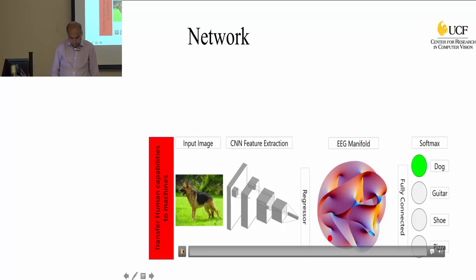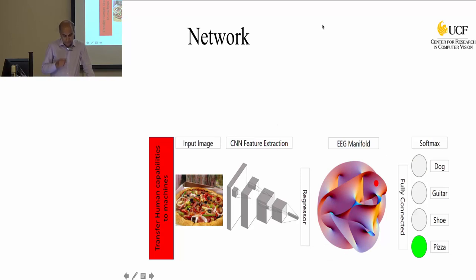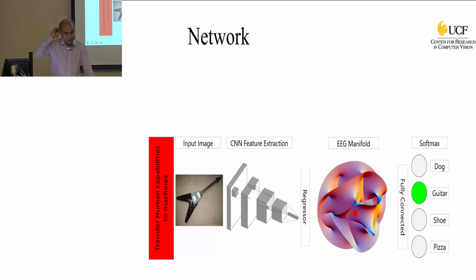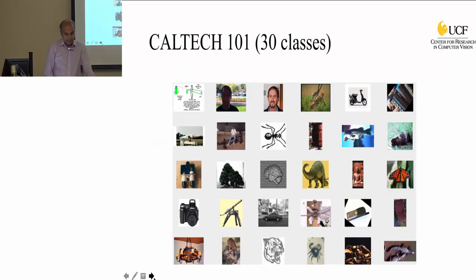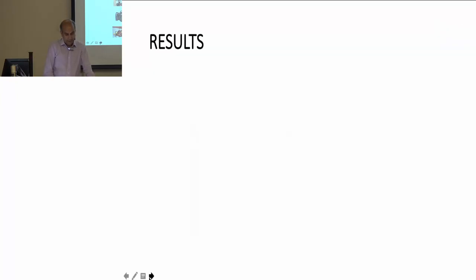So here, what is happening is that the input is an image, and then we map it to an EEG feature, because at the time we want to do classification, we don't have an EEG feature. But we take an image and find a corresponding EEG feature because we have learned this regression mapping, and then we can still classify, and it works pretty well. Now we learned this regression on ImageNet, but we can actually classify another data set, Caltech, about 30 classes, and it works pretty good.